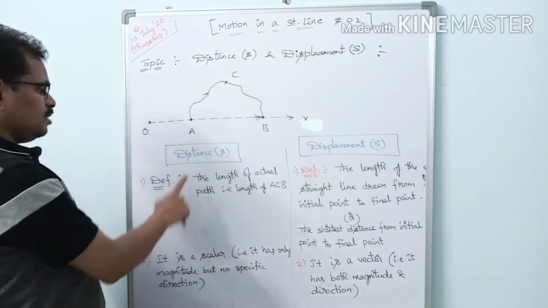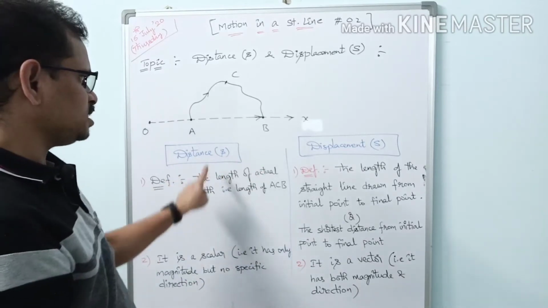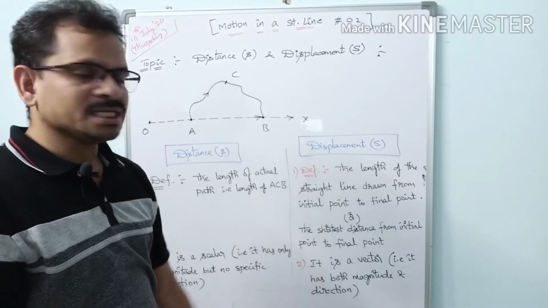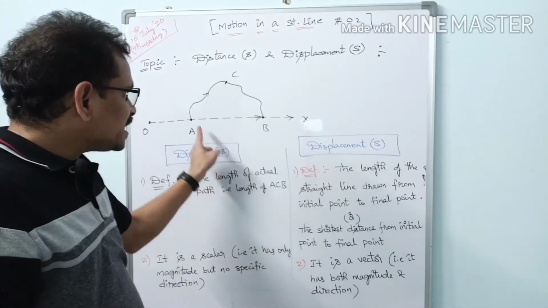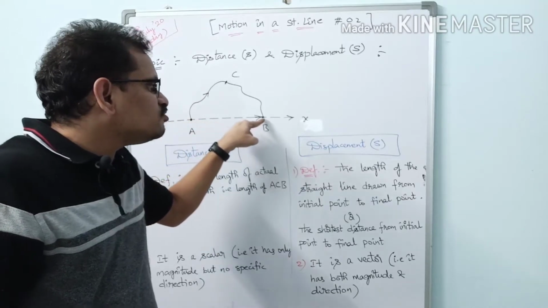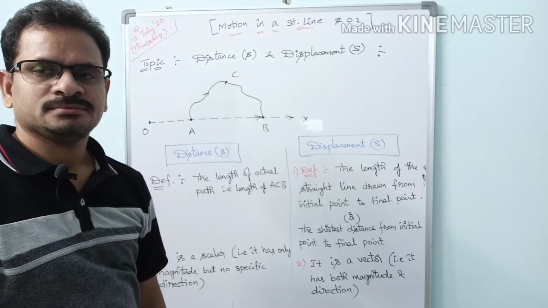So next one, what about distance? So you know the definitions of distance and displacement. Clear? What is the distance? The length of the actual path is called distance. Then what is the displacement? The length of the straight line drawn from initial point to final point gives us displacement.